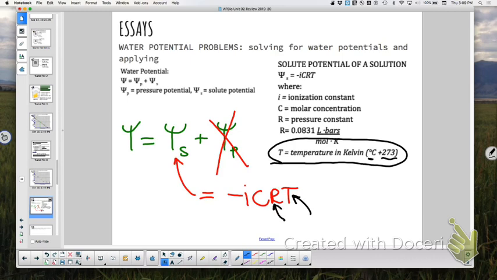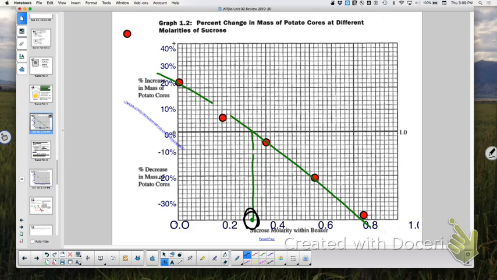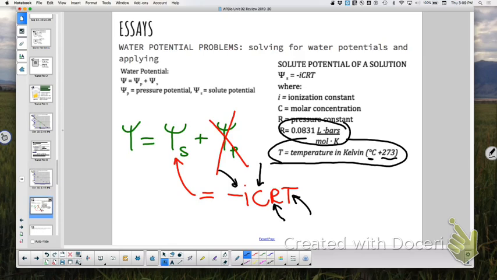What is R? Yeah, it's a constant. It's right here. So you just plug in that 0.0831 liters bar per mole Kelvin, yes? Okay, then what's this C? Yes, the C is where we were right here. It's this molarity where it did not gain or lose weight. Okay, and then what's this i? Ionization. Glucose, sugar, does not ionize, so your ionization constant is 1. If you did it with salt, it does ionize into what? Sodium and chlorine, or chloride, yeah. And then it's negative. It's just a negative in front of that.